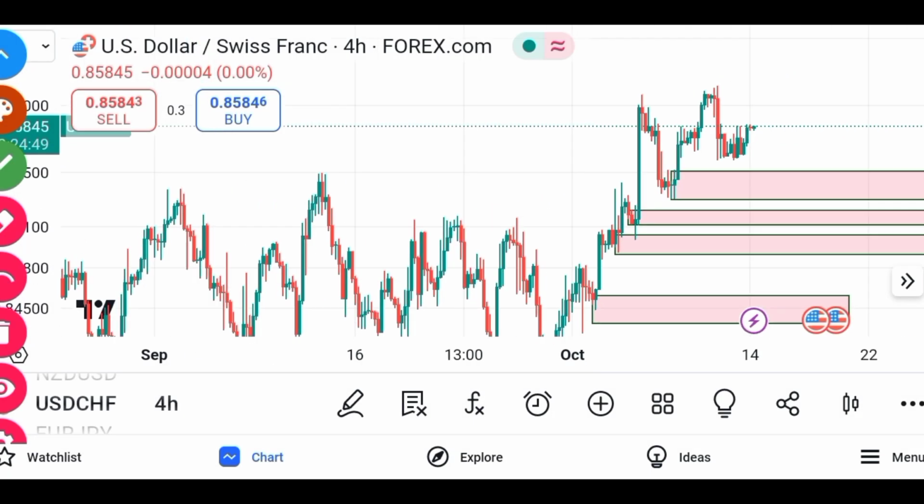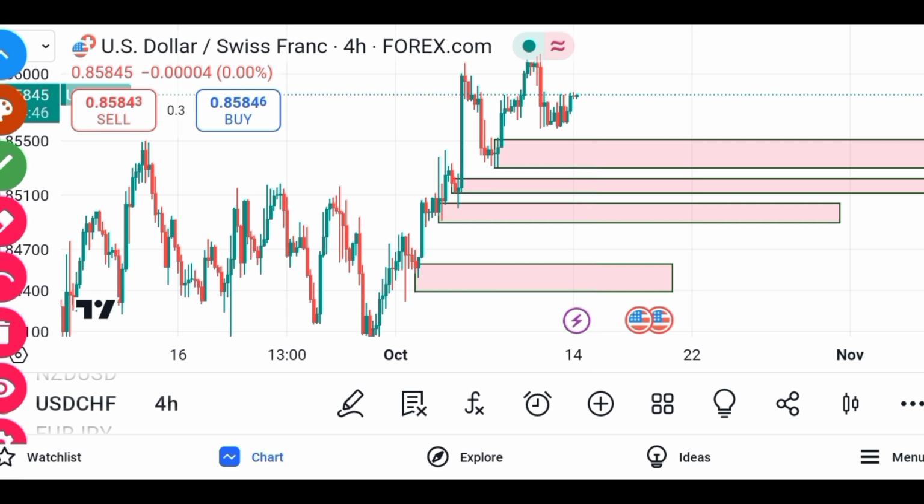So let's proceed. Like I was saying, this is something that I see most people do. A lot of traders do this, and most times they're confused. Which order block should I choose here? Which order block exactly should I choose here?